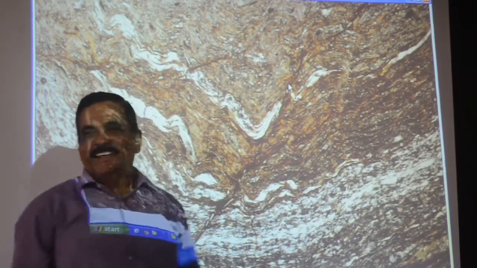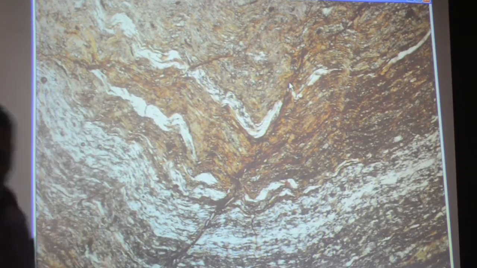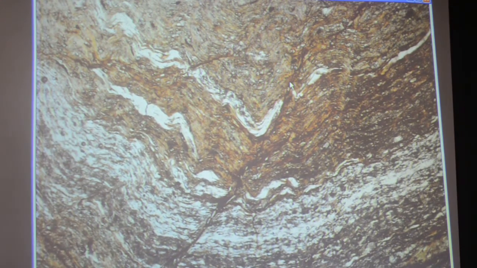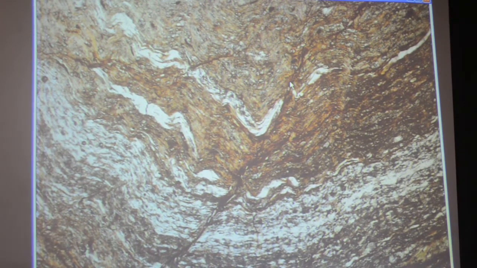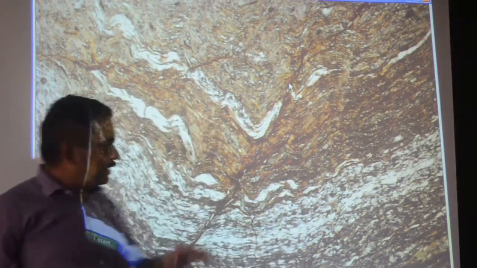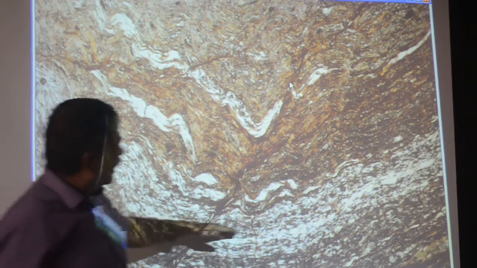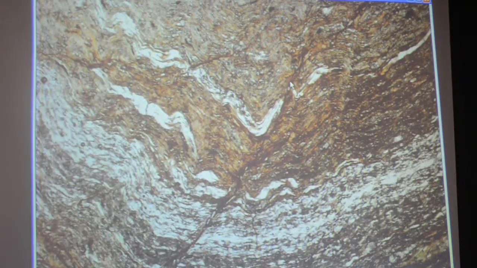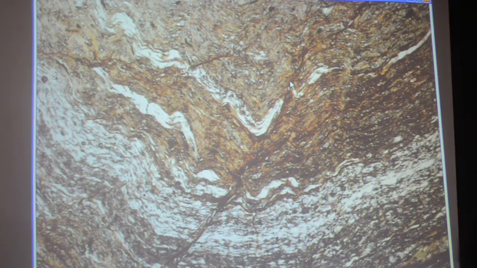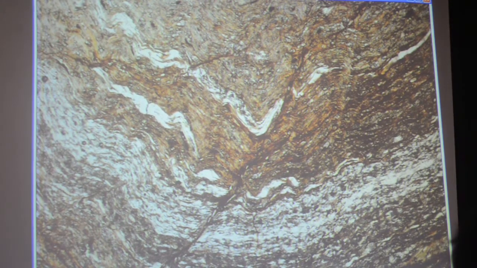The lower part is F1? Huh? The lower folds are F1? No, there is no F1. Where are you telling me? These are all F2 only. See, this is a very large fold. All F2 folds. Which one are you pointing out? No, these are all F1, F2 folds. Okay? We will come back to this photograph again.